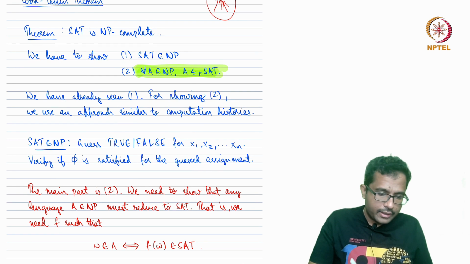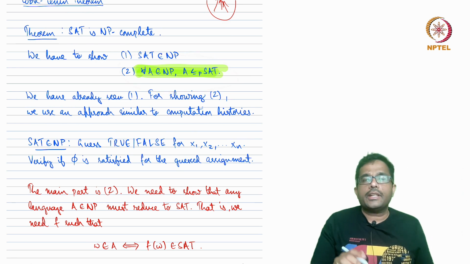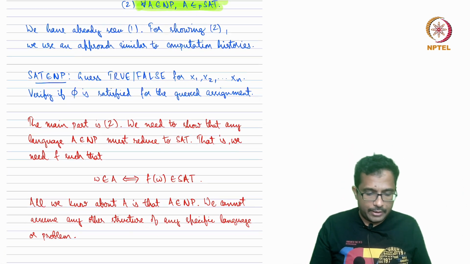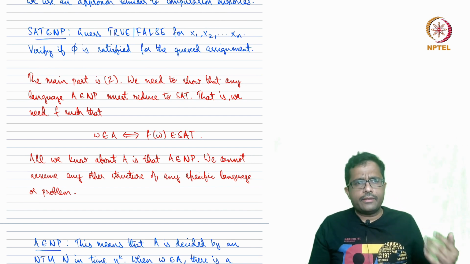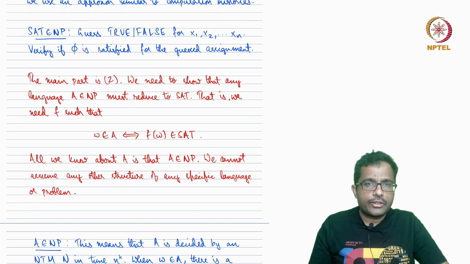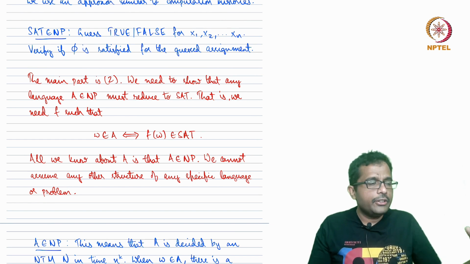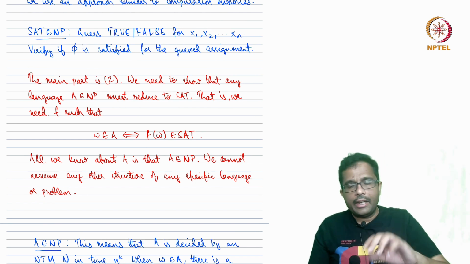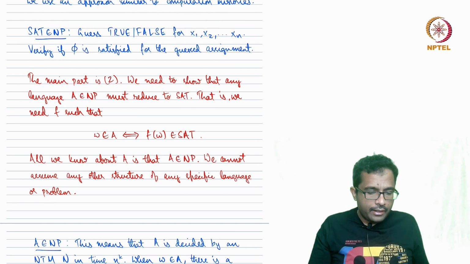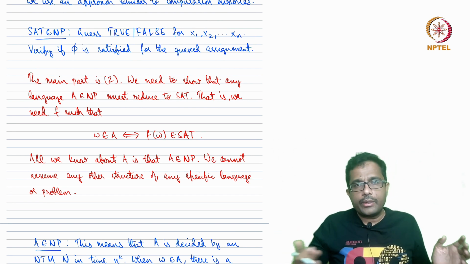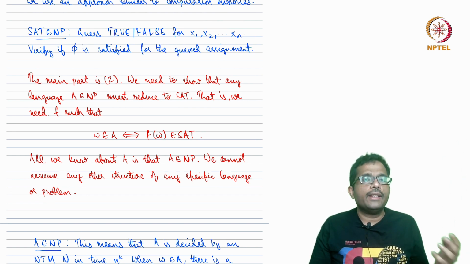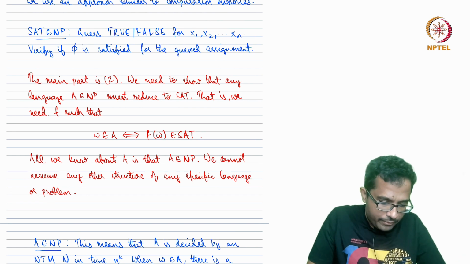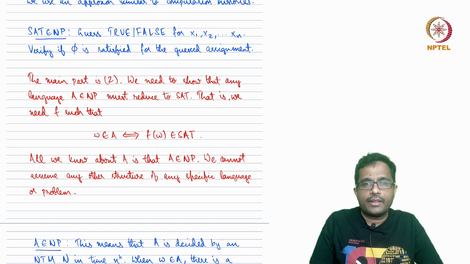Now let us focus on the second part of the proof, to show that all languages in NP are reducible to SAT. We saw one reduction in one of the previous lectures, 3SAT reduces to clique, but there we knew it was 3SAT and we had to get a clique instance. Here we have to deal with some abstract language A, and show that A reduces to SAT. The only thing that we know about A is that A is in NP.